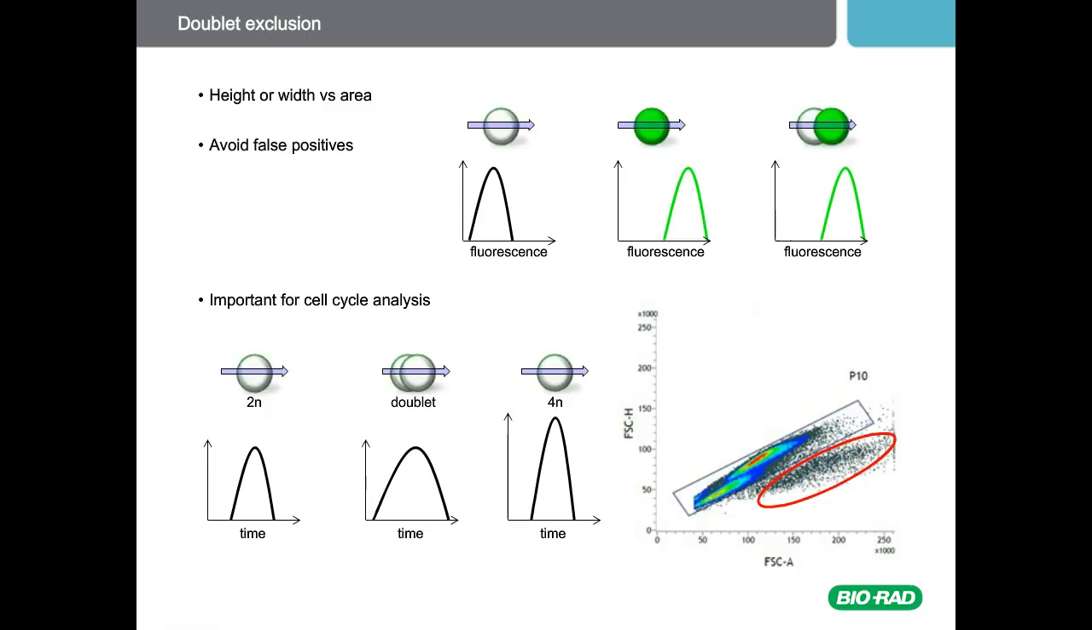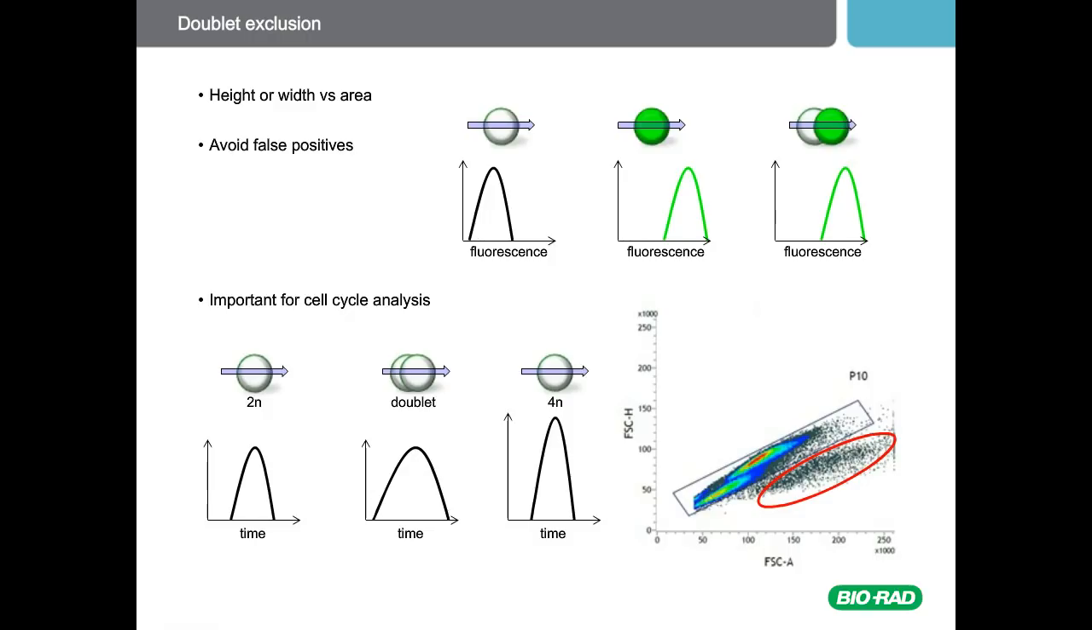Now, one area where removal of doublets is also important is in cell cycle analysis. It is important to distinguish between single cells that have double the amount of DNA and doublets, as they will both show increased fluorescence when stained with a DNA dye such as propidium iodide. Fortunately, using the height or width versus area allows you to separate the doublets from the single cells containing 4n amounts of DNA. Cells containing 4n amounts of DNA have double the height and area values, whilst the width is roughly the same as cells containing 2n amounts of DNA.